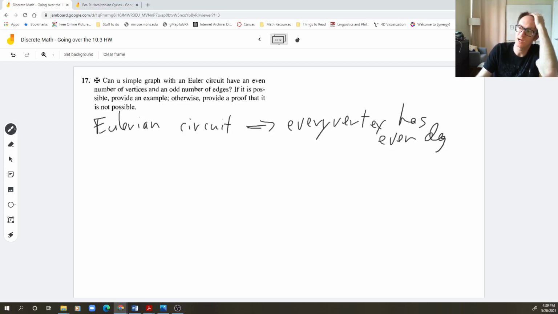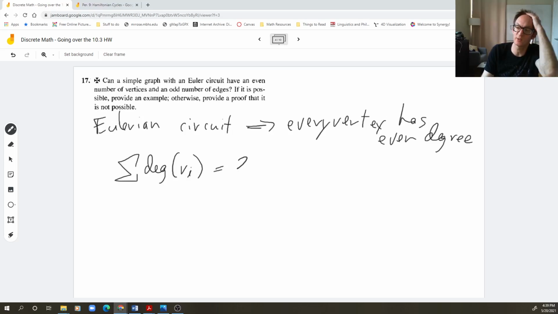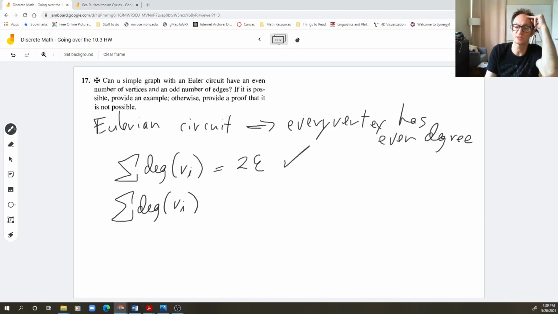Okay, well, what can I do with this information? Let's apply the handshake lemma. So let's take the sum of the degrees of all the vertices of this graph. Well, the sum of the degrees of all the vertices is going to equal twice the number of edges. But this is just in general for any graph. But the sum of the degrees of all these vertices is going to be, sorry, I zoned out for a second. What am I supposed to be doing? I have an even number of vertices and an odd number of edges.